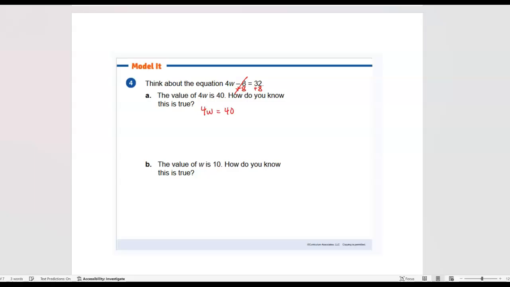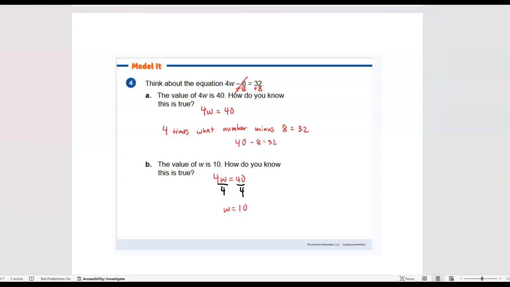How do I know that? Because it's saying 4 times what number minus 8 is equal to 32, or what number minus 8 is equal to 32? 40 minus 8 is equal to 32. And that's why I know I can set this up as 4w is equal to 40. So what's the value of w? W is 10. How do I know that? 4w is equal to 40. Again, if I see multiplication, I simply divide, and I get w is equal to 10.